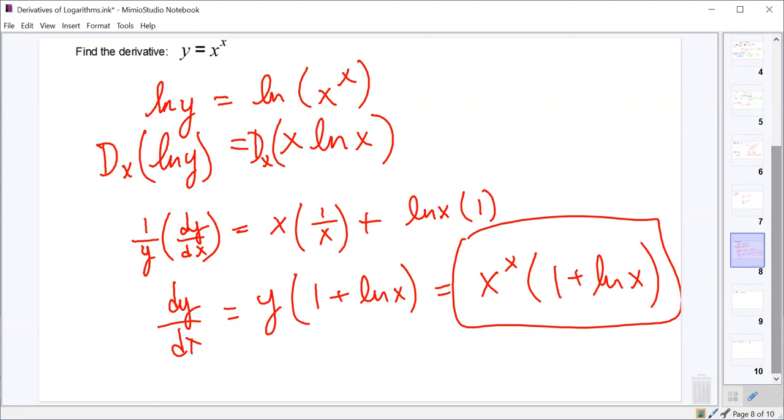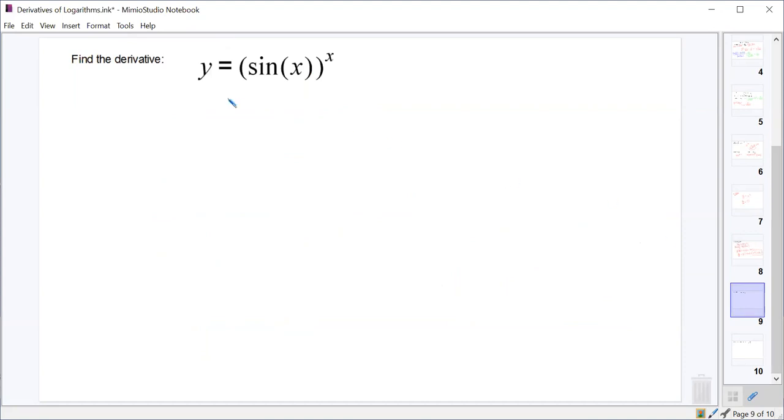Yep. All right, why don't you guys see if you can do this one on your own? So take a minute or two and see if you can figure this one out.